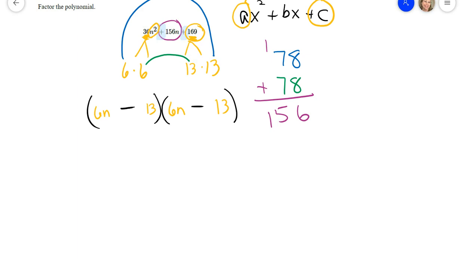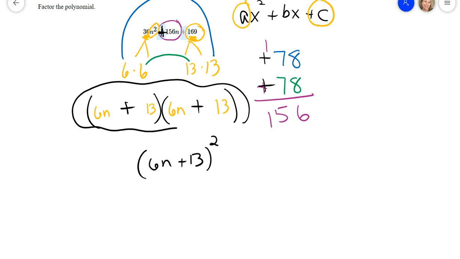But because my middle term is a positive 156, that means I had to have a positive 78 and a positive 78. So outsides and insides, to get positives, I'd have to have two positives there. Positive times a positive. And then, of course, the quickest, easiest way to write this is 6n plus 13 in parentheses to the second power. I don't think Mobius cares. You can probably type it in this way or you can type it in that way.